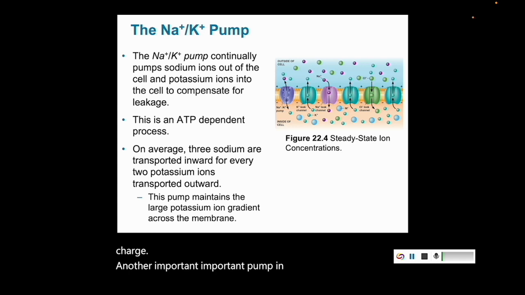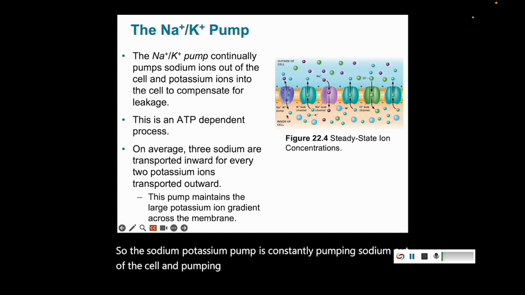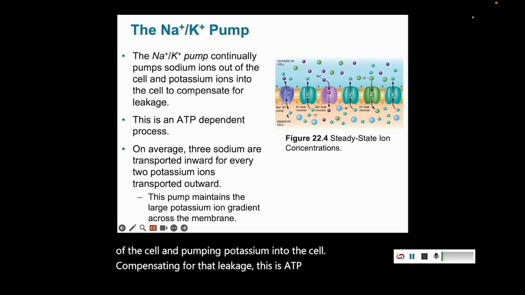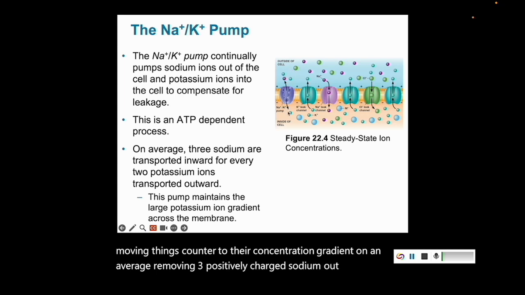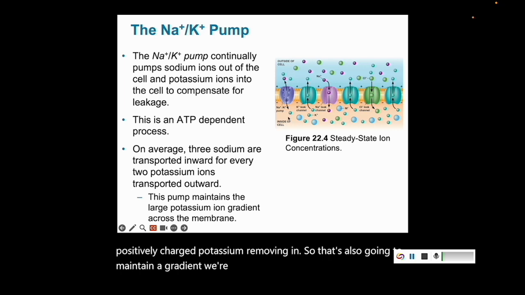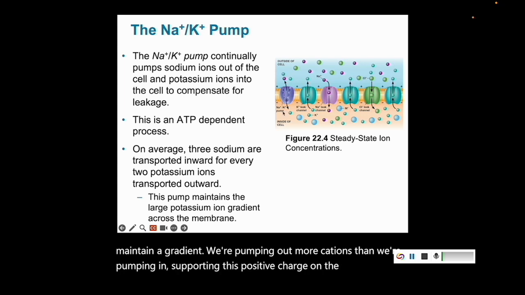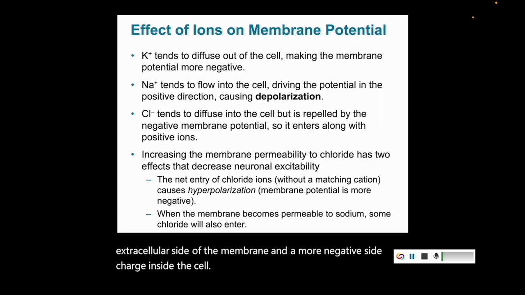Another important pump in the charge of our membrane is the sodium-potassium pump. The sodium-potassium pump is constantly pumping sodium out of the cell and pumping potassium into the cell, compensating for that leakage. This is ATP dependent, as we're moving things counter to their concentration. On average, we're moving 3 positively charged sodium out for every 2 positively charged potassium moving in. So that's going to maintain a gradient. We're pumping out more cations than we're pumping in, supporting a positive charge on the extracellular side of the membrane and a more negative charge on the intracellular side inside the cell.